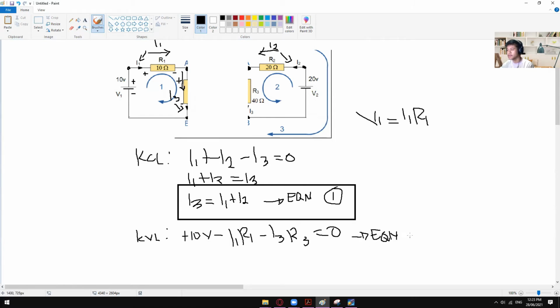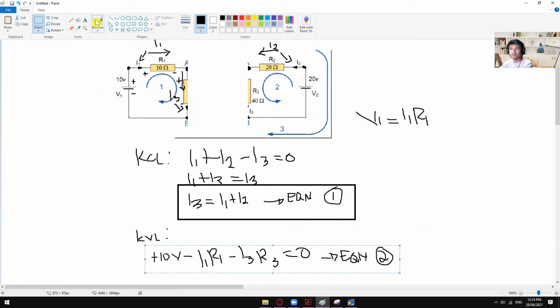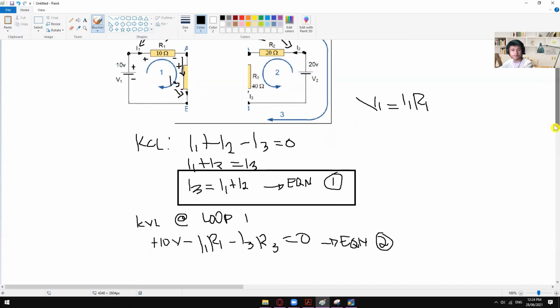This equation number 2 came from loop number 1. Are we clear so far on how we got this equation right here? Basically we could call this one KVL at loop number 1. Were you guys able to follow so far on how we got this equation?